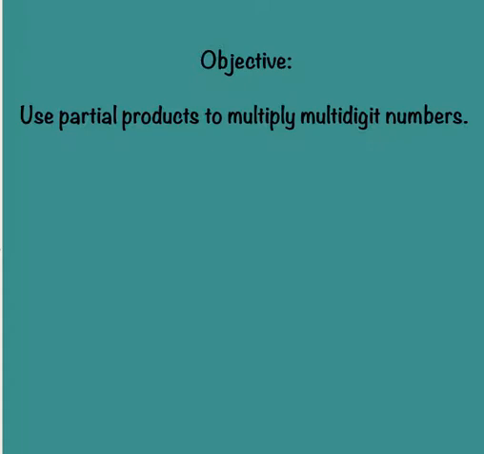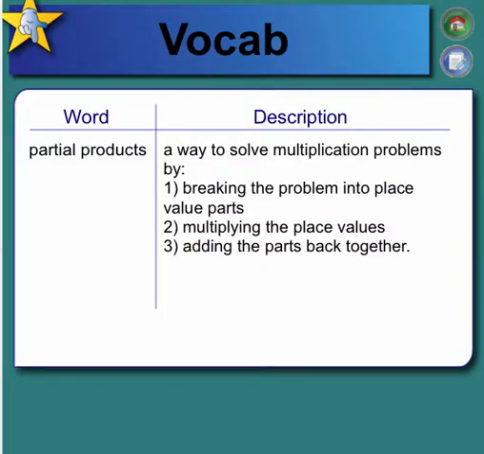Your objective is to use partial products to multiply multi-digit numbers. What's partial products, Mrs. G? Well, we have a great vocab slide here that explains it. Oh, hey, we do. Look at this.